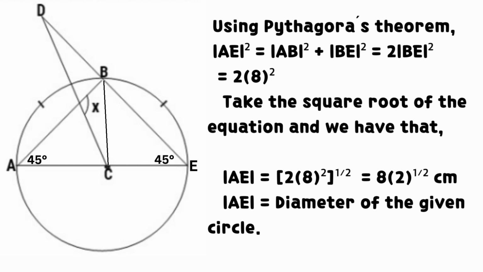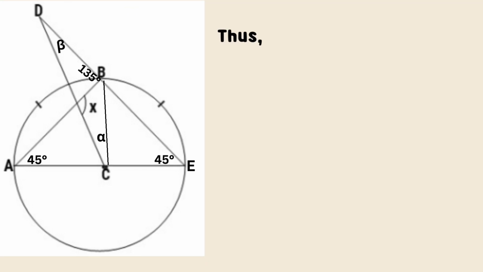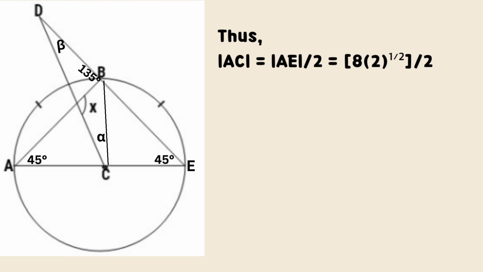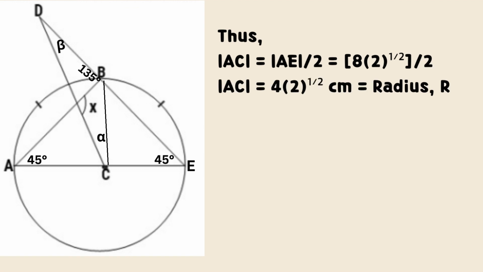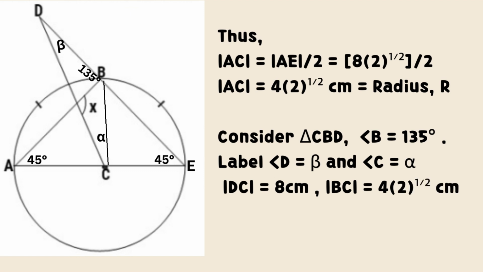This is equals to the diameter of the given circle. Thus, line A, C equals to the product of 4 and the square root of 2 in centimeters. This result equals the radius, R of the given circle.